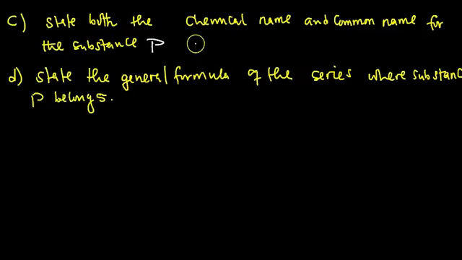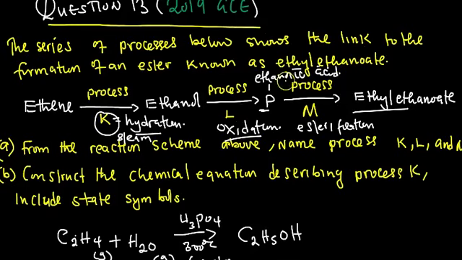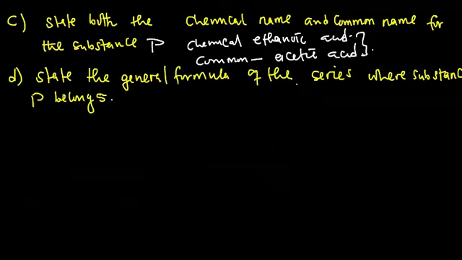So the chemical name is called what? Ethanoic acid. Then the common name is called acetic what? Acid. So this is something that you should know. The common name for substance P, which is ethanoic acid, as you can see here, we said to form is ethanoic acid. So the common name is acetic acid.